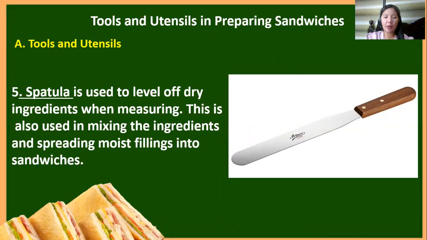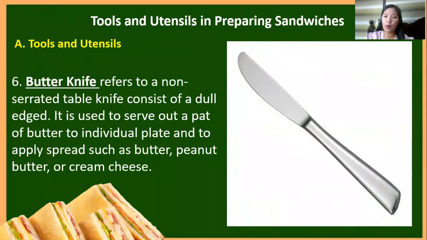For number 5, we have a spatula. It is used to level off dry ingredients when measuring. This is also used in mixing the ingredients and spreading moist fillings into sandwiches. We also have a butter knife. It refers to a non-serrated table knife with a dull edge. It is used to serve out a pat of butter to individual plates and to apply spreads such as butter, peanut butter, and cream cheese.